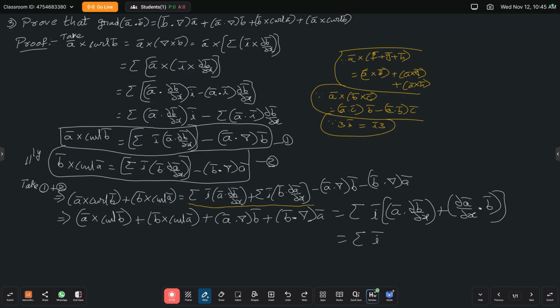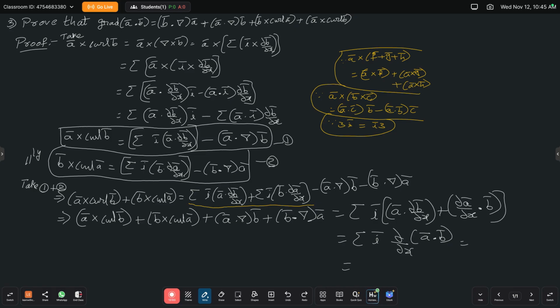Then what is the RHS going to become? Summation i bar into a bar dot ∂b bar/∂x plus ∂a bar/∂x dot b bar, which is nothing but the differentiation of uv. That is ∂/∂x of u and v, where u and v are a bar and b bar, with a dot product in between them. Next, summation i bar into ∂/∂x of a bar dot b bar.